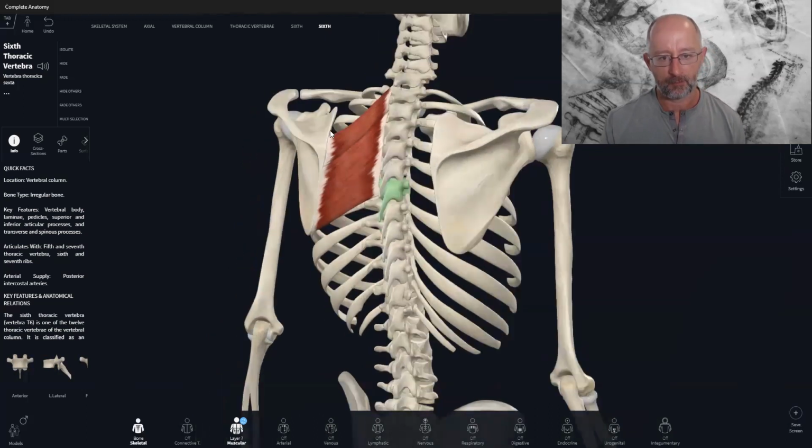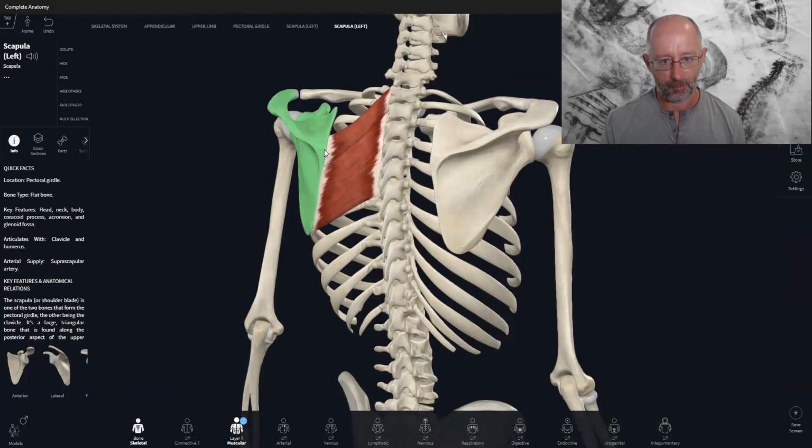Then we look onto the shoulder blade, and we've got the spinous process, the medial border here of the scapula. And so it's going to attach on the whole medial border.